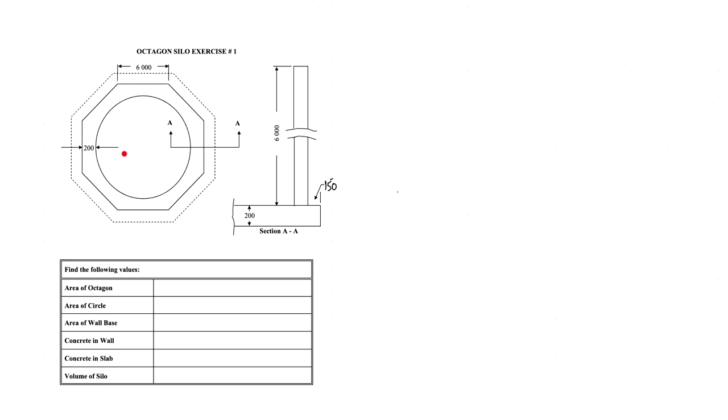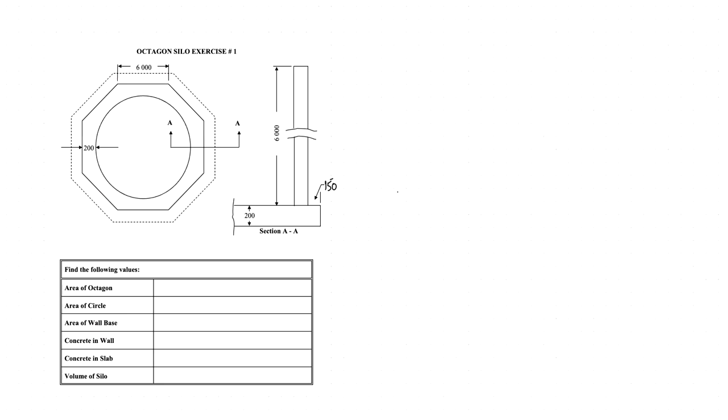So now that we've familiarized ourselves with what we're looking at, let's have a look at what we need to find out. The area of the octagon, area of the circle, the area of the wall base, so basically the area of the shape between the octagon and the circle. Then we want to find out some volumes: what's in the wall, what's in the slab, and the volume of, let's call it water, that could fit inside of the silo once it's built. That last one is not a concrete volume question, but a volume of whatever else.